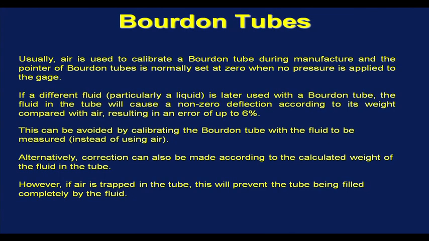This can be avoided by calibrating the boron tube with the fluid to be measured. So, instead of using air during the manufacturing step, we can use the fluid that we will finally use to calibrate the boron tube. Alternatively, we can also apply a correction factor.